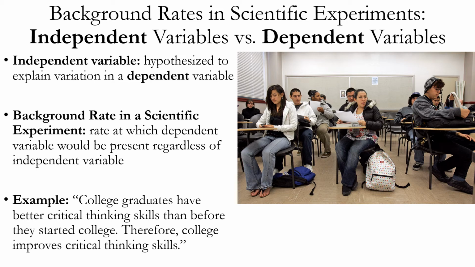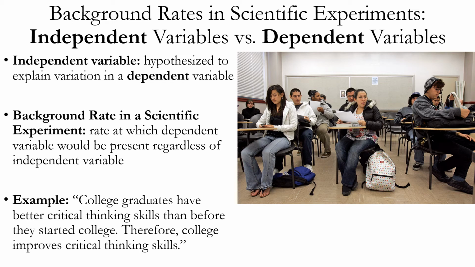So what's going on here is you're saying that going to college is the independent variable. The dependent variable is their critical thinking skills. You can see this very clearly in the causal claim: college improves, i.e. causes an increase in, critical thinking skills. Now, in order to assess this claim, we would have to determine a background rate. So for instance, how much would these people's critical thinking skills get better over time, even if they did not go to college? That's what's totally missing from this argument.